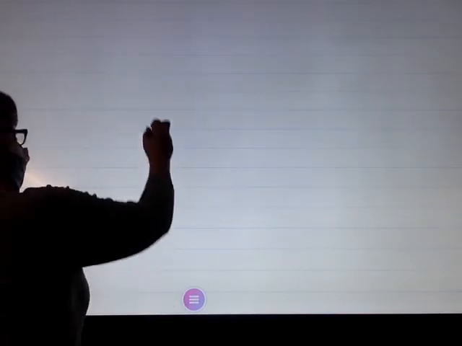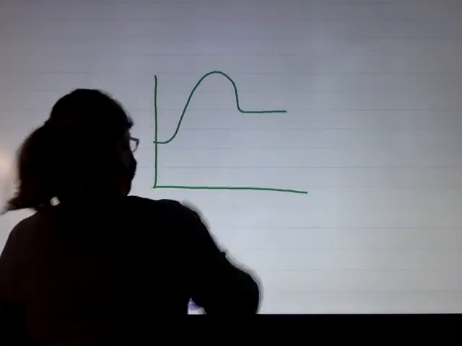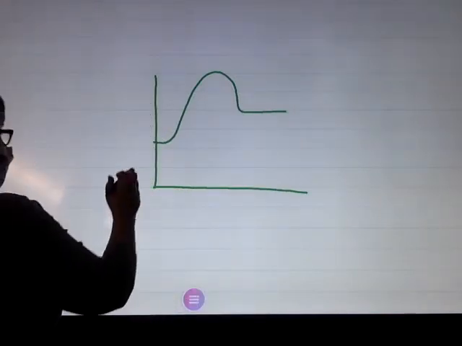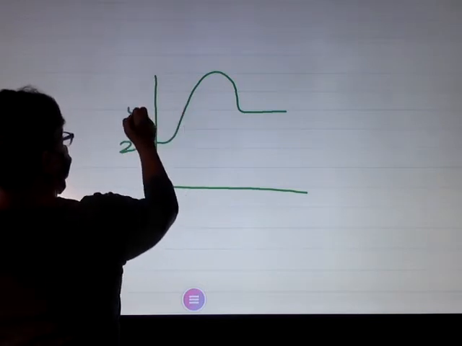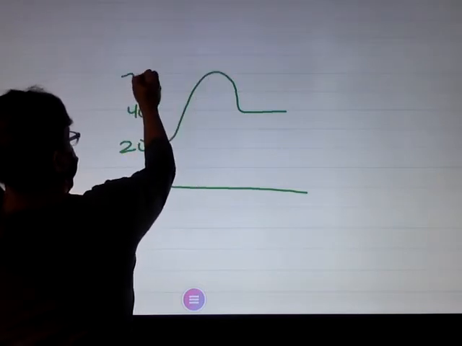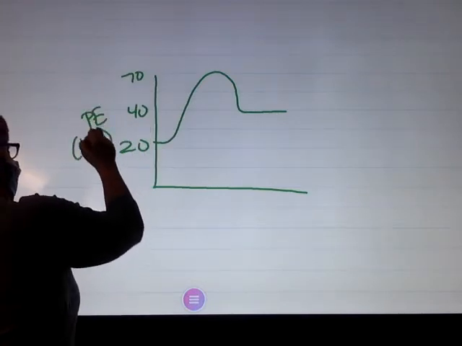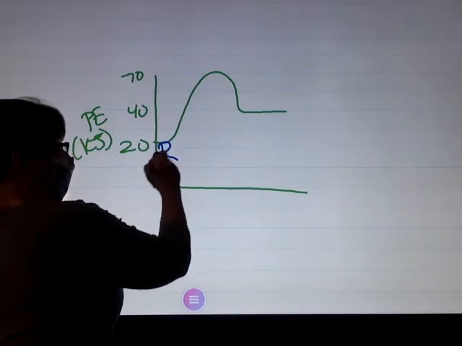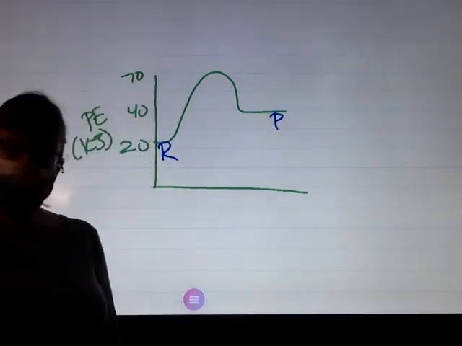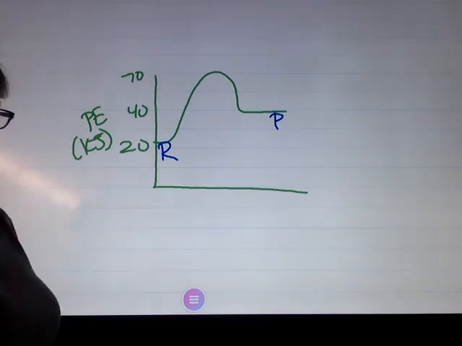Okay, now the other big thing I saw was interpreting the diagrams. So let's go ahead and do that. Okay, so let's say this is 20. Let's say this is 40. And let's say this is 70. And this is potential energy. It's measured in kilojoules. And we're just going to go through and label it. I'm going to just label it briefly. Reactants, products. Always label first. It's going to make your life easier when you have to answer the questions.